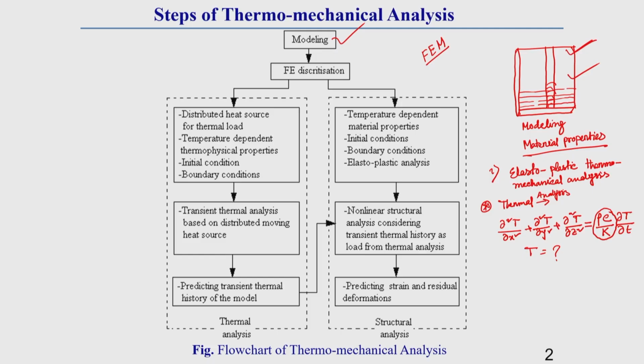So, in material property, after modeling we have to go for material property. For thermal analysis, what should be the thermal material properties? One is rho, called density, C is called specific heat, and K is called thermal conductivity. If the material is isotropic in nature, then K is constant in every direction, and C is constant in every direction. That is why here I have taken a constant K. If it is different in different directions, then in this equation it will be different.